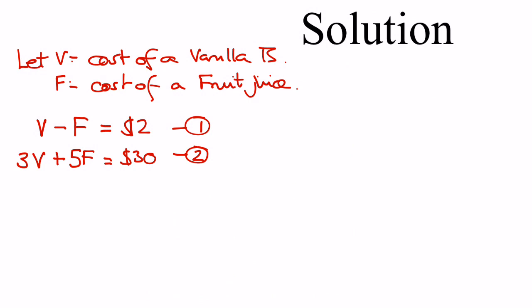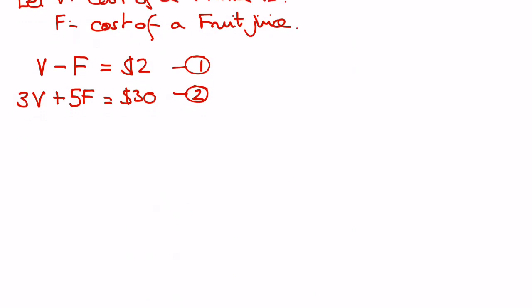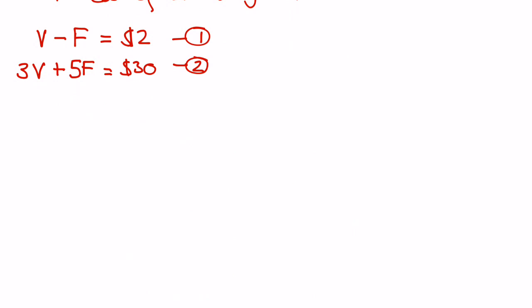Now, my next step here will be to rearrange one of these equations, or at least my easiest one, which will be this one here up the top, my equation 1. I'm going to rearrange that to get V in terms of F. Okay, I can remove this F from the left-hand side of this equation quite easily by adding F to both sides of the equal sign.